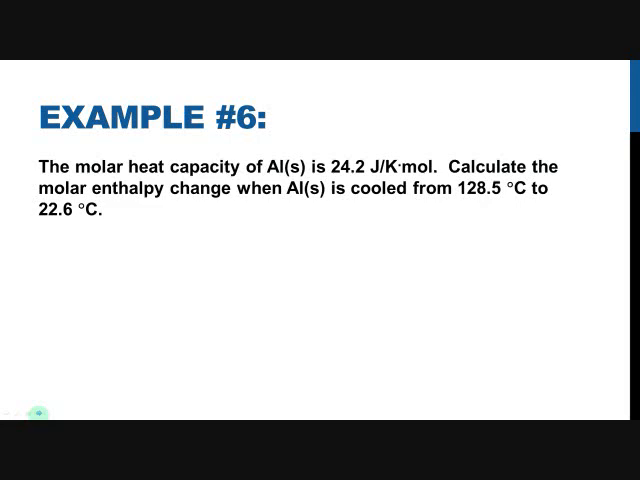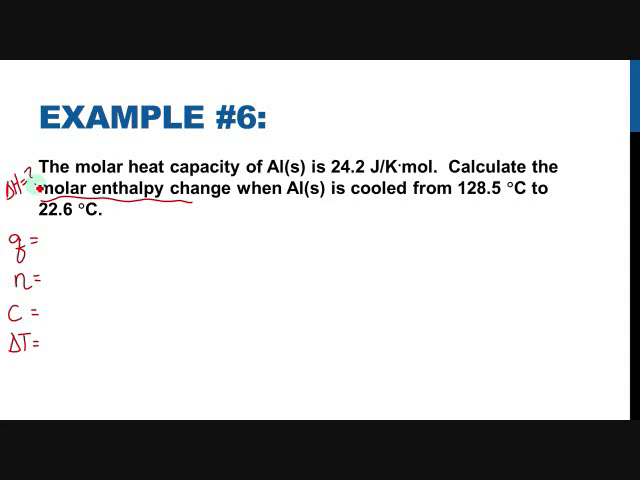So we know that the molar heat capacity of aluminum solid is 24.2 joules per Kelvin mole. Calculate the molar enthalpy change when aluminum is cooled from 128.5 degrees Celsius to 22.6 degrees Celsius. Okay, so we are going to use the mcΔT, but we're going to change it to ncΔT this time with moles, since it's molar heat capacity that we're dealing with. Okay, and we want to have the molar enthalpy change, so that means we want to know the delta H, so we're going to have to think about the sign when we're done.